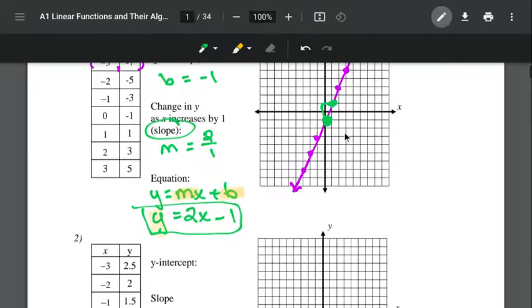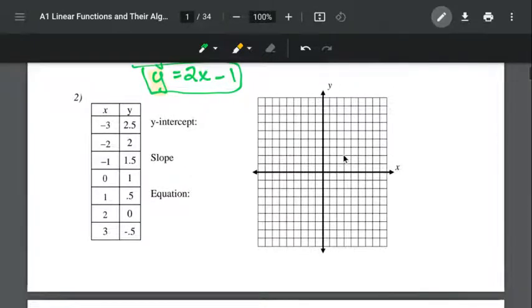Let's move down to the next one. So when I graph this, I look at the table and I see a bunch of decimals. You can graph them if you want. You don't have to. For a line, all you really have to do is plot 3 points. So I'm going to do the whole number ones. -2, 2. 0, 1. 2, 0. Okay, so I did this point, this point. When I connect my line, it goes through the other points.